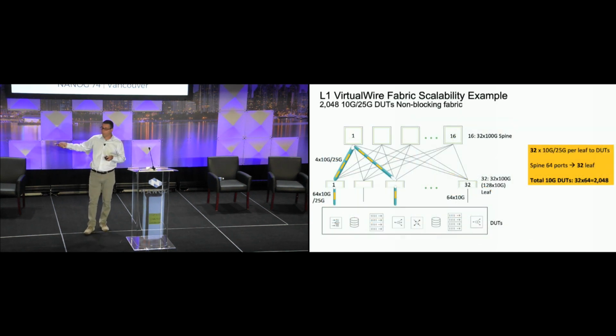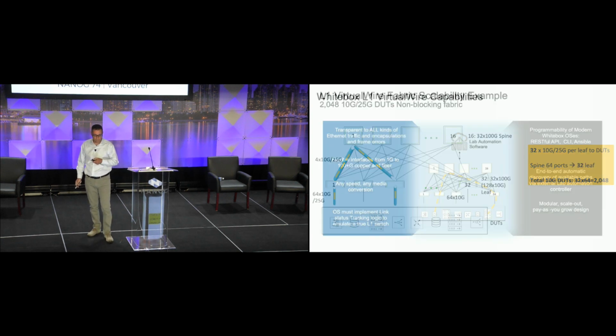This is an example you can build easily with a 1U switch with 32 ports of 100 gig, where each port splits into 4x10 or 4x25. You can easily build a non-blocking fabric with 2048 ports with 16 spines and 32 leaf switches. So the scalability is actually pretty significant. Just want to show this as an example.